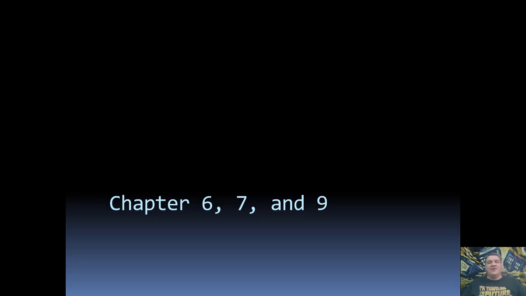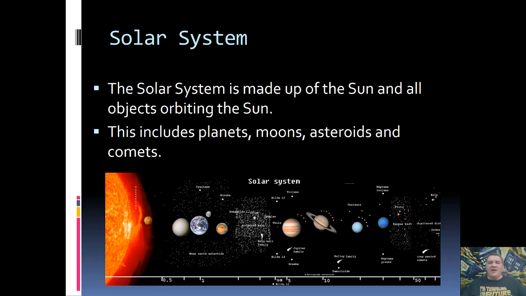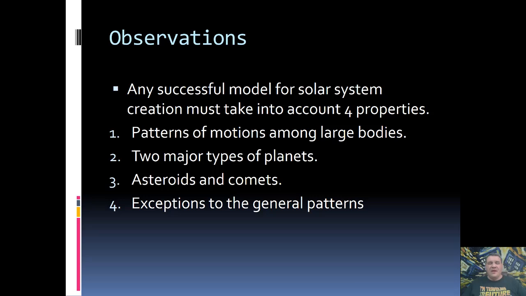Now, from studying the entire universe, we're going to bring it back home and start discussing the solar system. So the solar system is the sun and everything that orbits around it. This is a very inclusive definition, but if we want to specify, this is going to include planets, moons, asteroids, comets, and all of the other stuff orbiting around the sun. So we would like to understand how it is that the solar system actually formed.